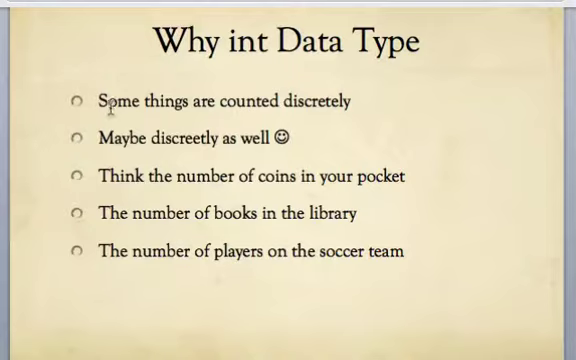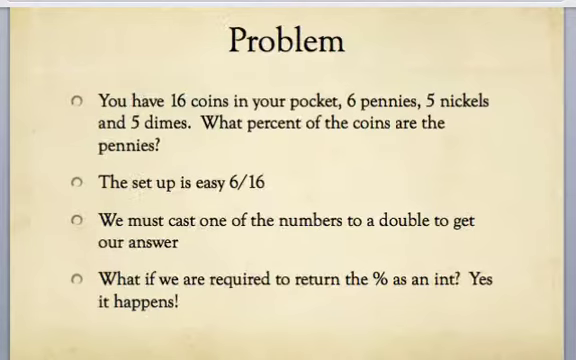All right, now there are certain things that you count discretely, or with ints, and that's why you need an int data type. Think about the number of coins in your pocket or in a change purse, or the number of books in a library, or the number of soccer players on a team. Hopefully you don't have half a person on a team. That'd be a little tough, especially for the person whose half it was.